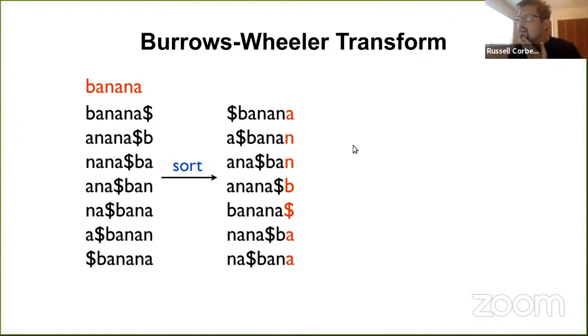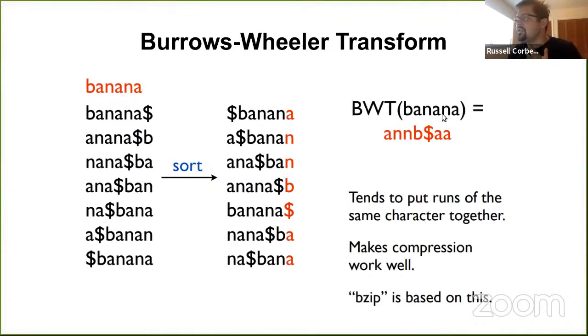Once you do an alphanumeric sort like that, this has some really valuable features. If we look at the end of this, the Burrows-Wheeler transform of the string banana is A, N, N, B, $, A. The reason this matters is that it has put characters near each other that are the same character. In this toy example, there's two N's and two A's.